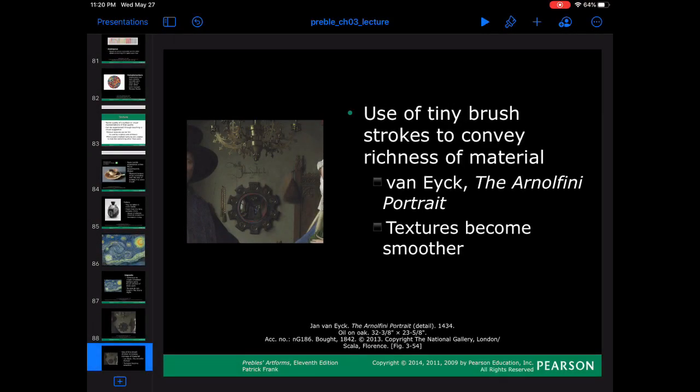Okay? And that's it for this chapter. This is probably the longest chapter in the whole book. It's a lot of information when it comes to the visual elements, so get to know them.